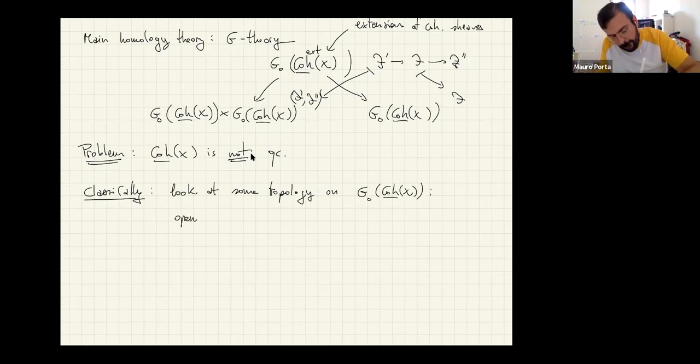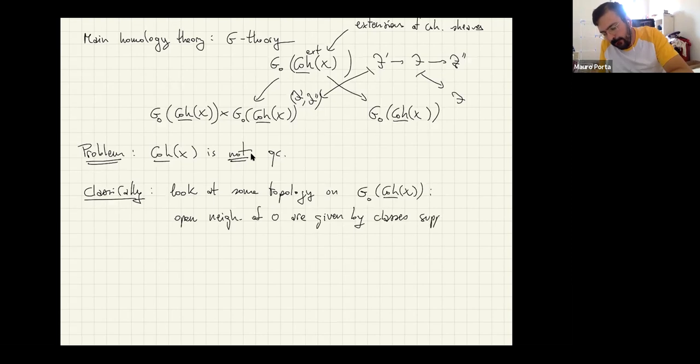Open neighborhoods of 0 are given by classes supported away from some quasi-compact open.